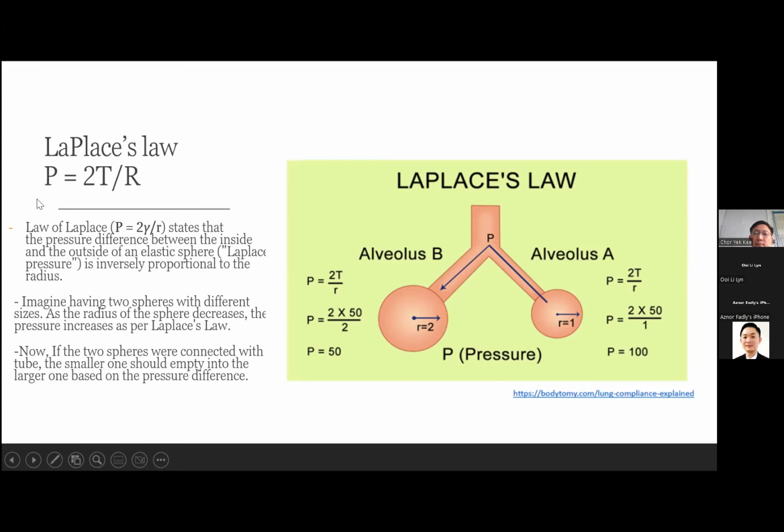So let's look at the alveoli A and alveoli B. So what Laplace's law tells us is that pressure is equivalent to 2 times the surface tension and inversely proportionate to the radius. So imagine alveoli A is at the radius of 1 centimeter, alveoli B is at the radius of 2 centimeter, where they have the same surface tension. So the pressure in the alveoli A is supposedly higher than the pressure in the alveoli B. So what I have told you just now, the airflow will be flowing from the higher pressure to the lower pressure. So supposedly, when you connect these two alveoli through a tubing, you will see the alveoli A is supposed to actually empty into the alveoli B.